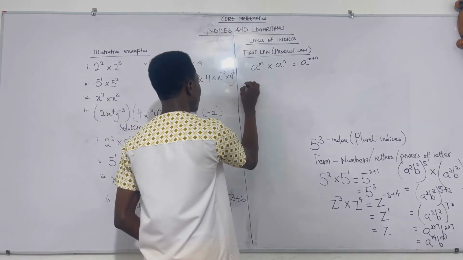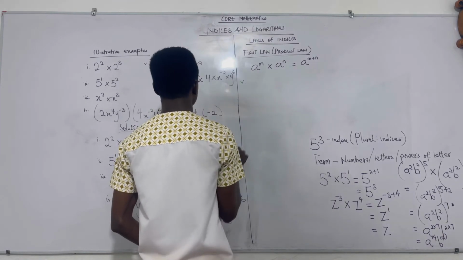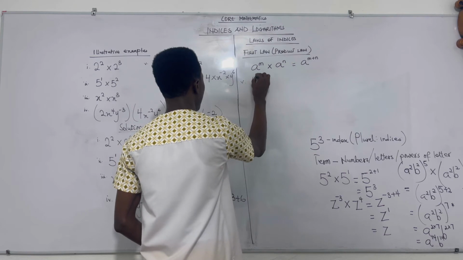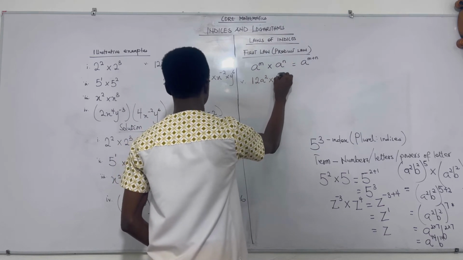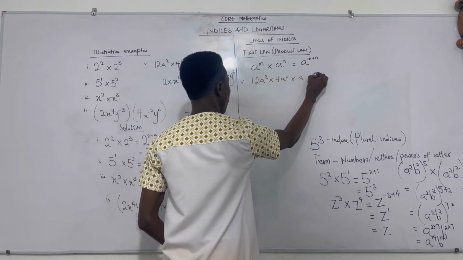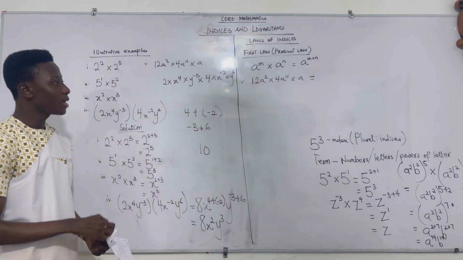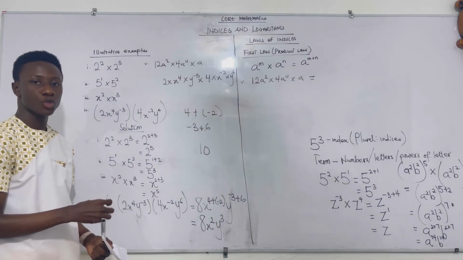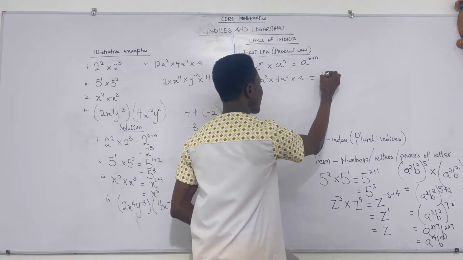So, what did you get as your result after pausing? Let's see. The question was this way: times 4a exponent 11 times a. Over here, the numbers are going to multiply themselves as usual. So 12 times 4 will give us what? 48.